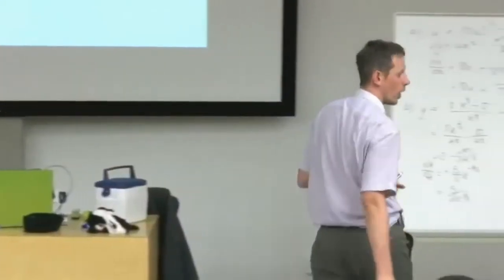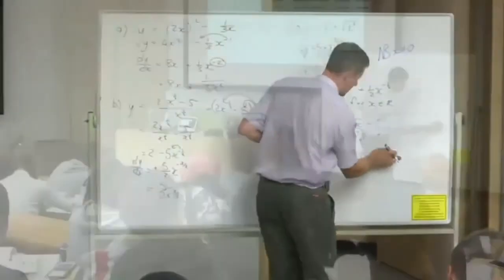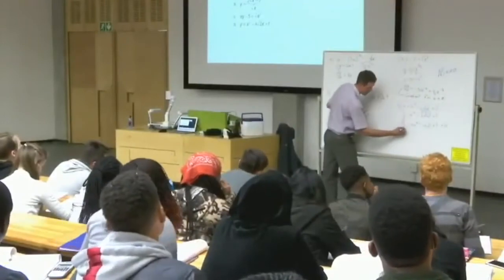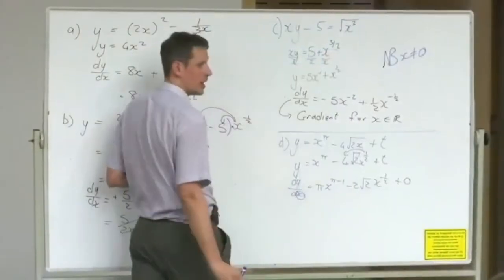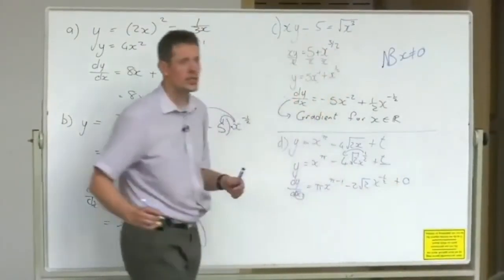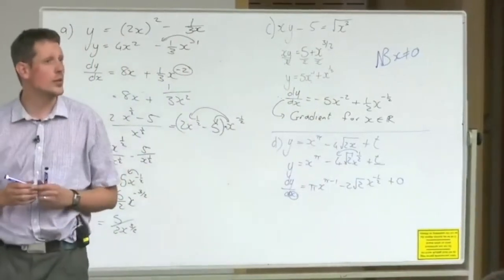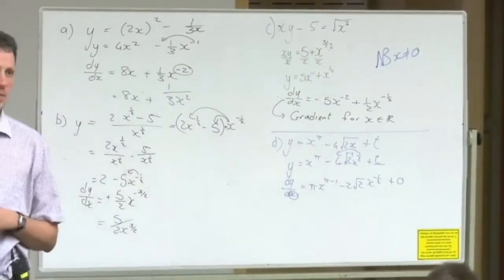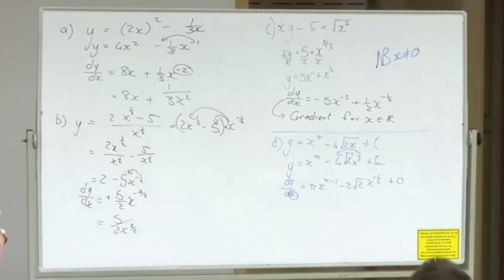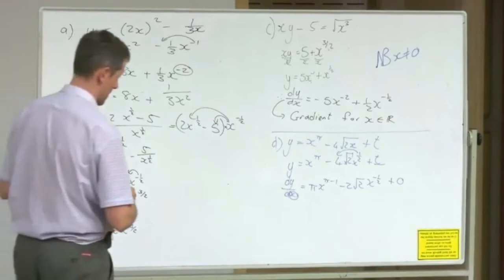Okay? Why is it plus 0? Because I'm differentiating with respect to x. So t is a constant value, as long as we assume there's only two variables, x and y.